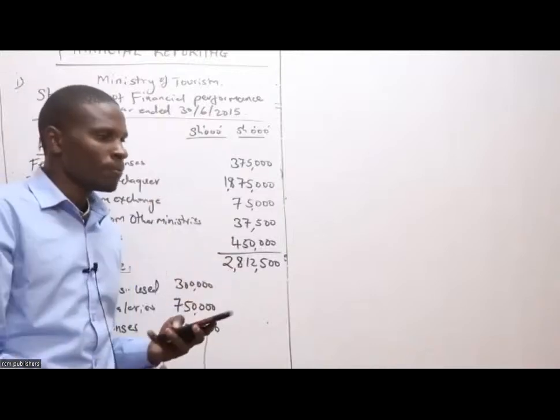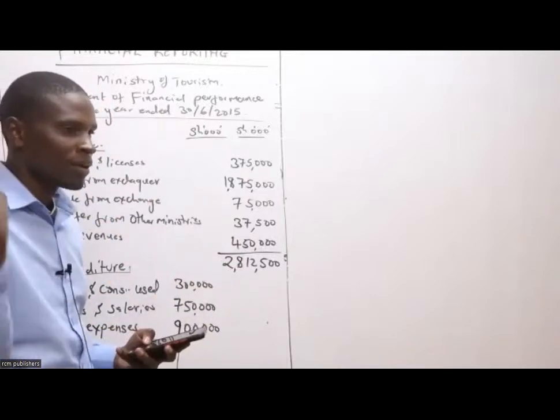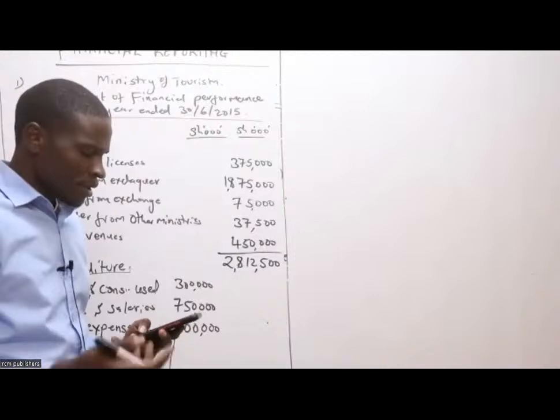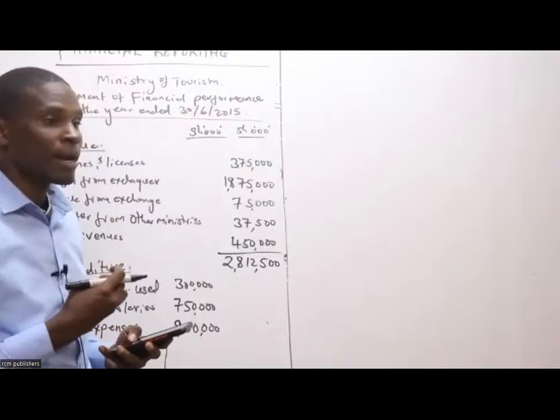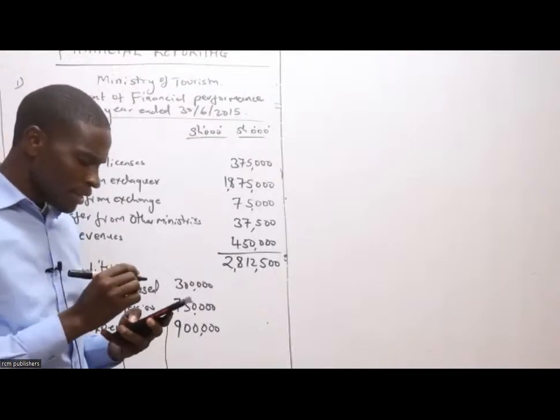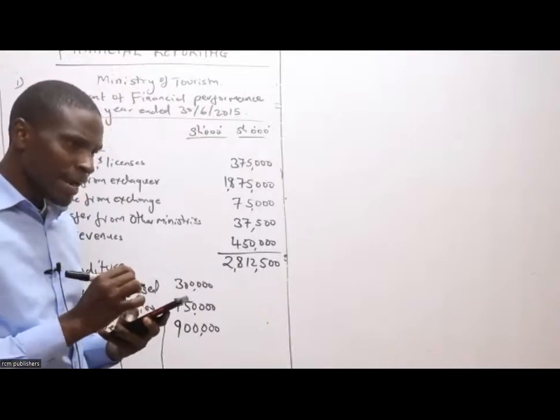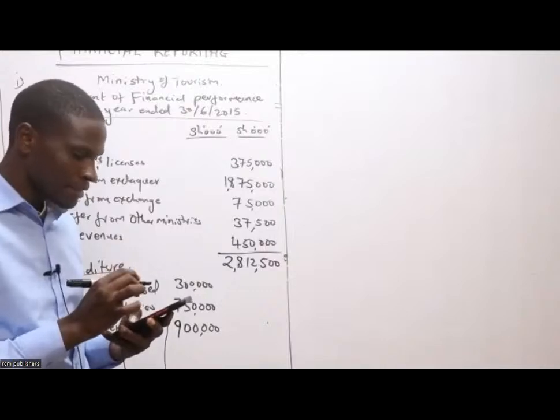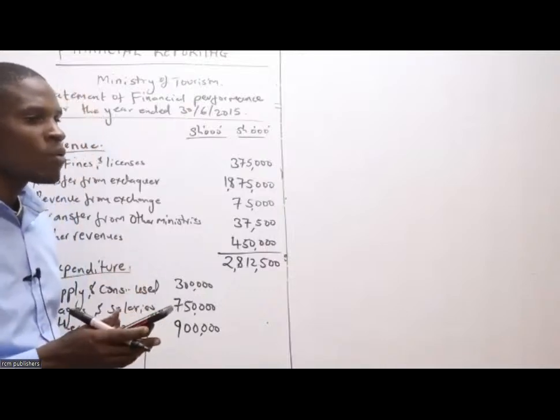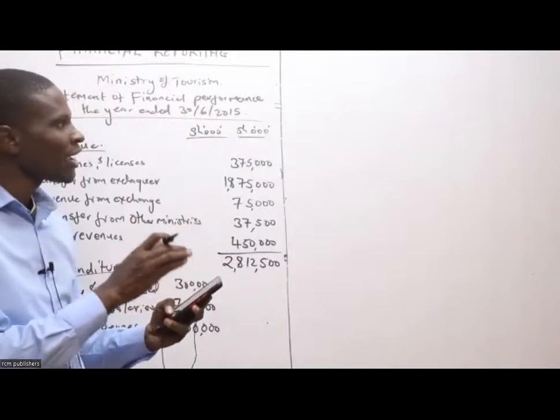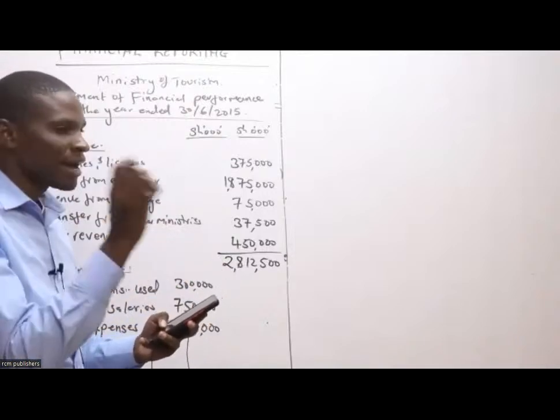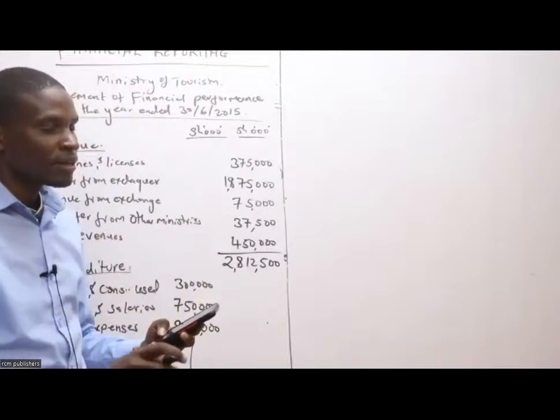What I used to do when I was doing these papers, I could carry a pencil and a rubber. When I finish with an item, I tick. Even a small one, I tick. That made my work easier. When I go to the balance sheet, those are what remain there. So I know this should go to non-current, this should go to current.